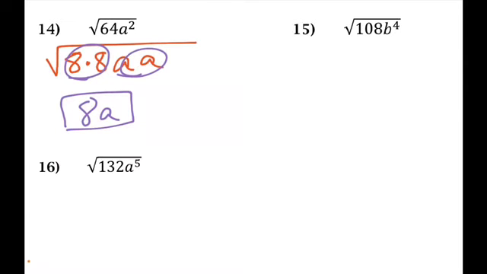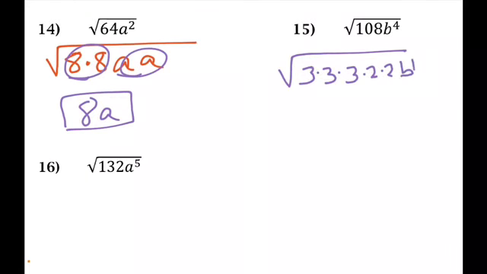Okay, 15. Concentrate on the 108, 9 times 12. So 9 is 3 times 3. 12 is 3 times 4. And one thing that you will see that I'm starting to do, and you can start to do this too, is you don't have to actually make a factor tree.